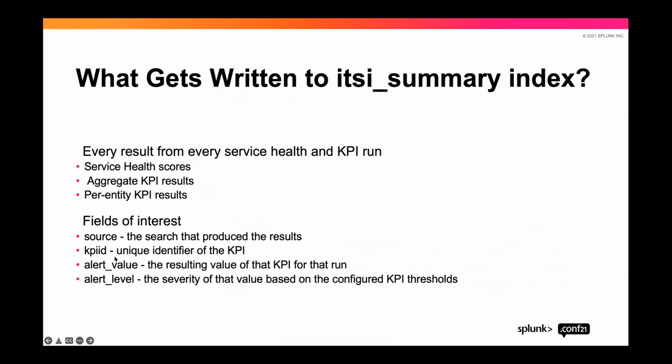The underscore is actually in the KV store, but in the summary index, there's no underscore in the KPI ID. So if you're searching for that field, just keep that in mind. But that's your unique identifier.